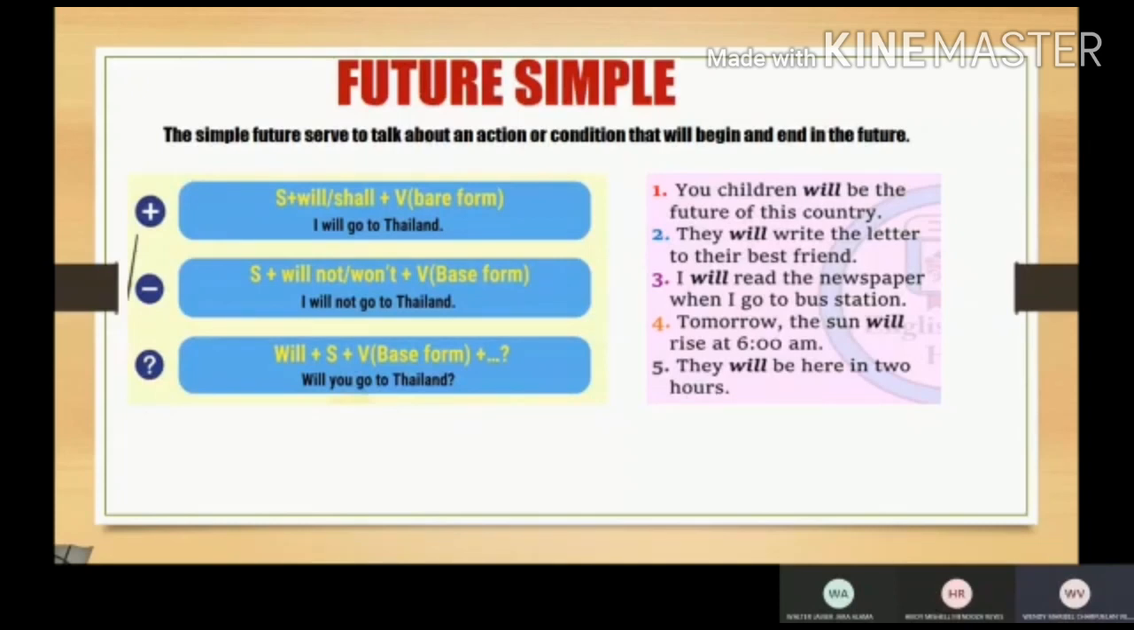The examples: your children will be the future. They will read the letter to their best friend. I will read the newspaper. Tomorrow the sun will rise at 6 a.m. They will be here in 2 hours.